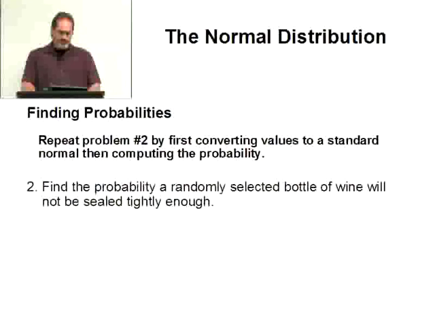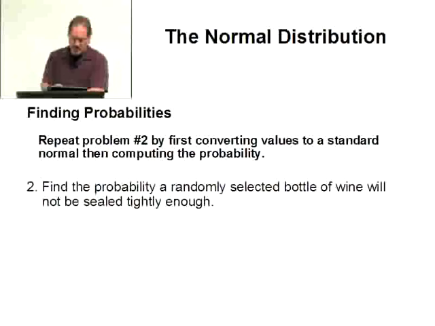Okay, I want to repeat problem number 2, the second one that we looked at, by converting values to a standard normal, then computing the probability. Now, something about a standard normal. Remember, we normally use Z to represent a standard normal. Z is normal with a mean of 0, standard deviation of 1.